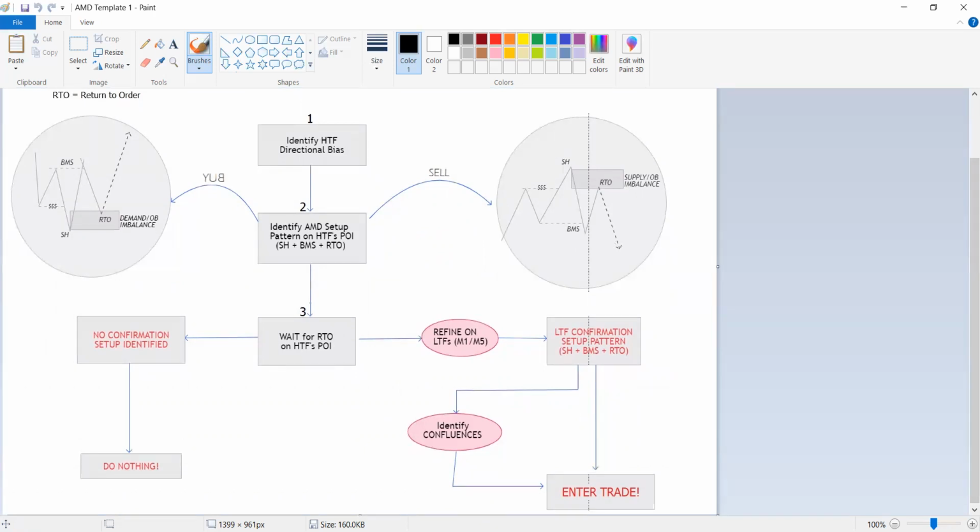You must first get the directional buyers. That's most important.